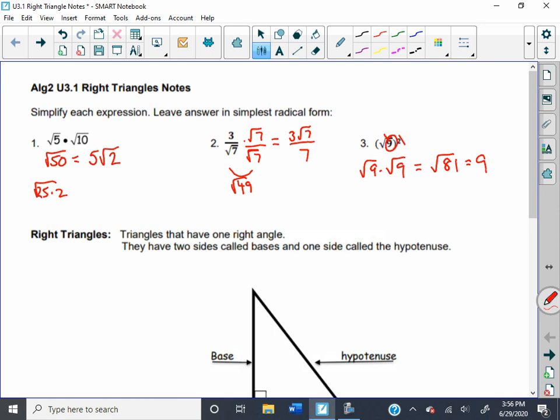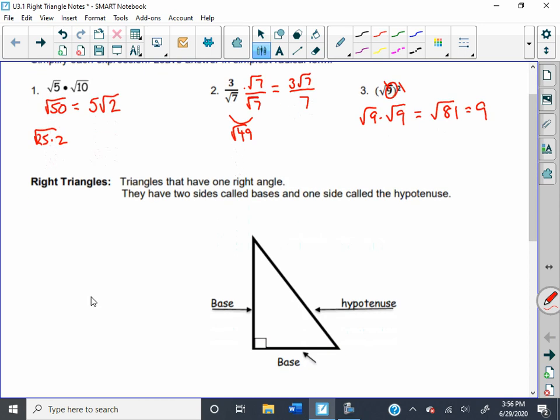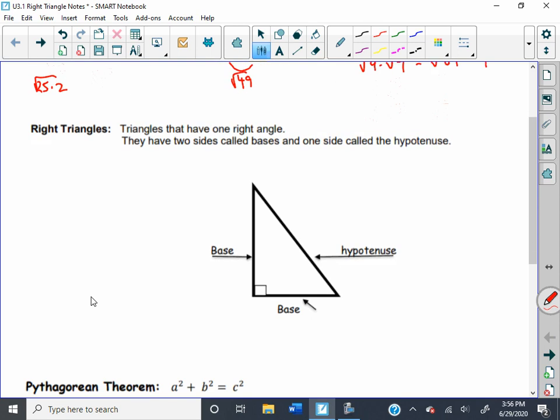So let's continue on with our right triangles. Triangles have one right angle. We're looking at right triangles, but there are other kinds of triangles, scalene, isosceles, obtuse triangles, acute triangles, all these different names. Acute just means that all the angles are less than 90. Obtuse, you're going to have one angle that's bigger than 90. And then right, you have one that's exactly 90.